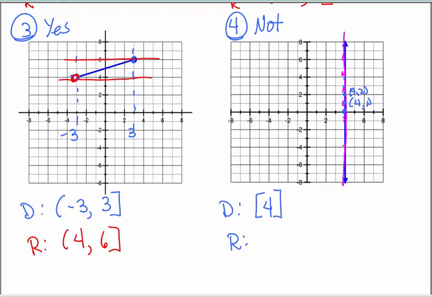How low does it go? How tall does it go? I think that's pretty obvious. It goes all real numbers.